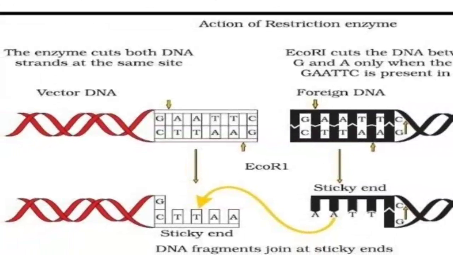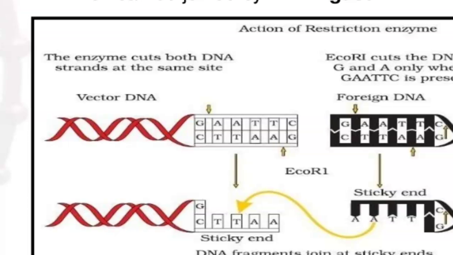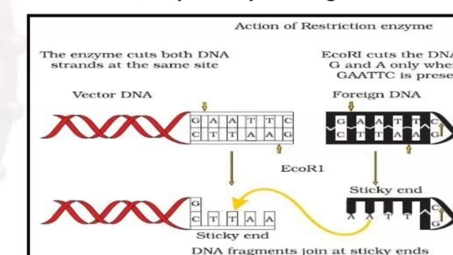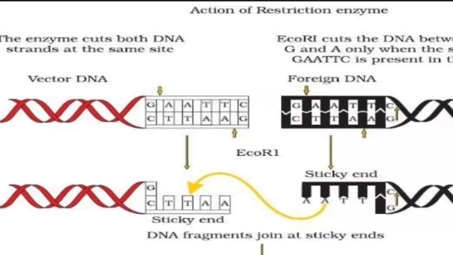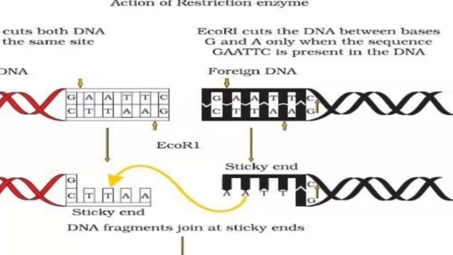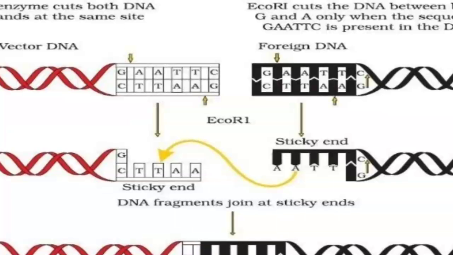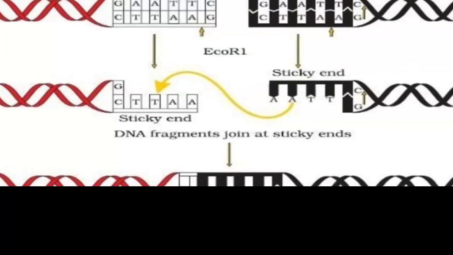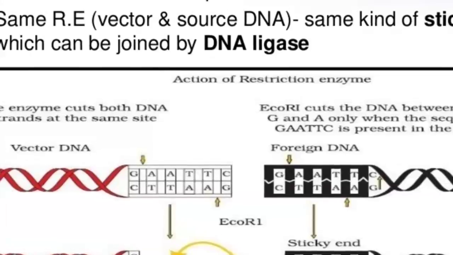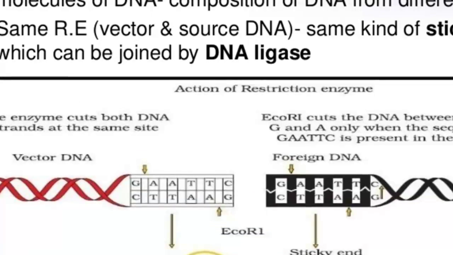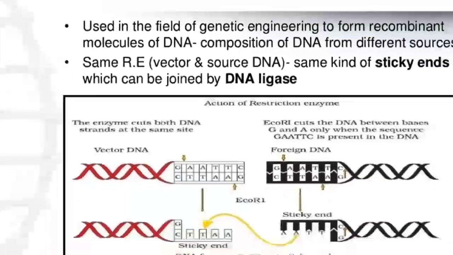This is the action of restriction enzyme EcoRI. The enzyme cuts both the DNA strands at the same site, vector DNA and the foreign DNA, at GAATTC. And after cutting with the help of EcoRI, you can find the sticky ends. With the help of the DNA ligase, they are joined here and form a piece of DNA that is known as the recombinant DNA.